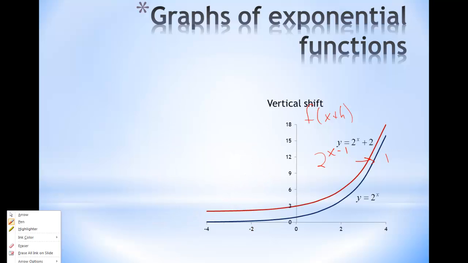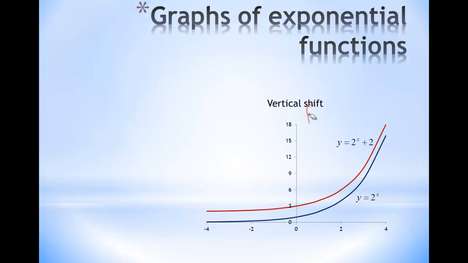Vertical shift is when we're outside. We're not in the exponent, so if I had f of x plus k, let's say, where I have 2 to the x here, there's my regular 2 to the x function. I'm going to plug in that x value, then I'm going to increase it by 2 like that. All that did was raise that up vertically 2 units.